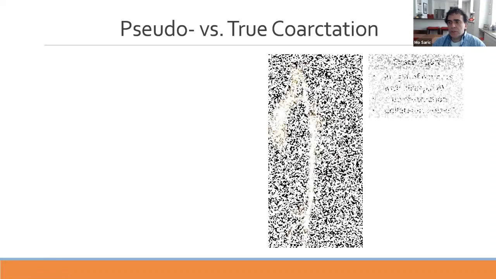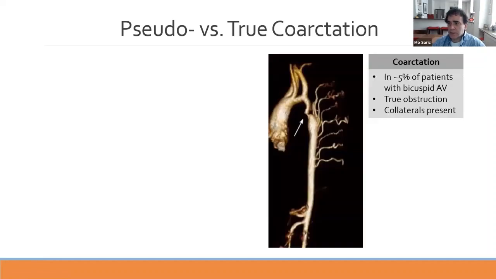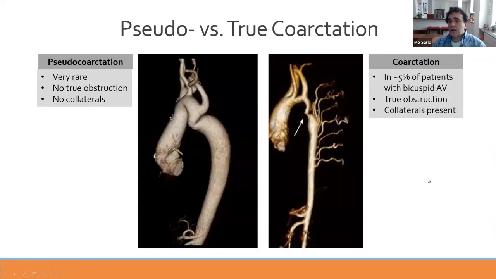It's also important to differentiate between coarctation, which is characterized by development of collaterals, and a pseudocoarctation, which is just the folding of the aorta in the same region as the coarctation, but without collateral development, because there is no true obstruction to the level that coarctation demonstrates.